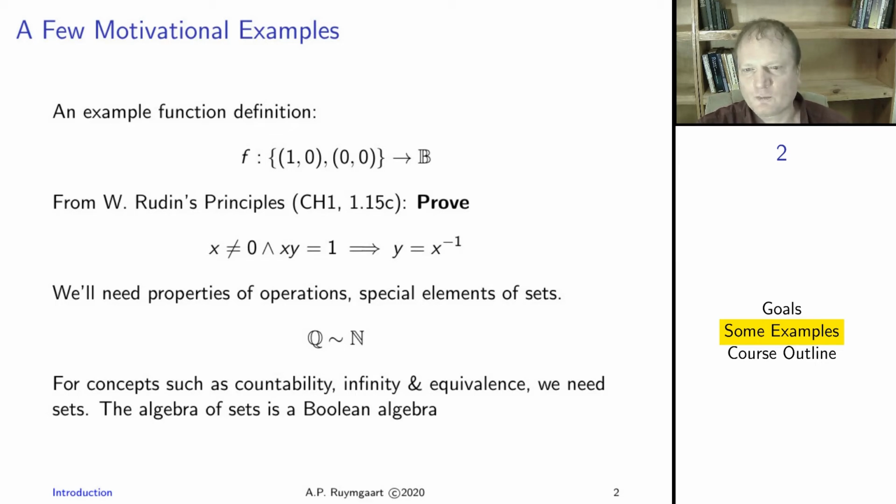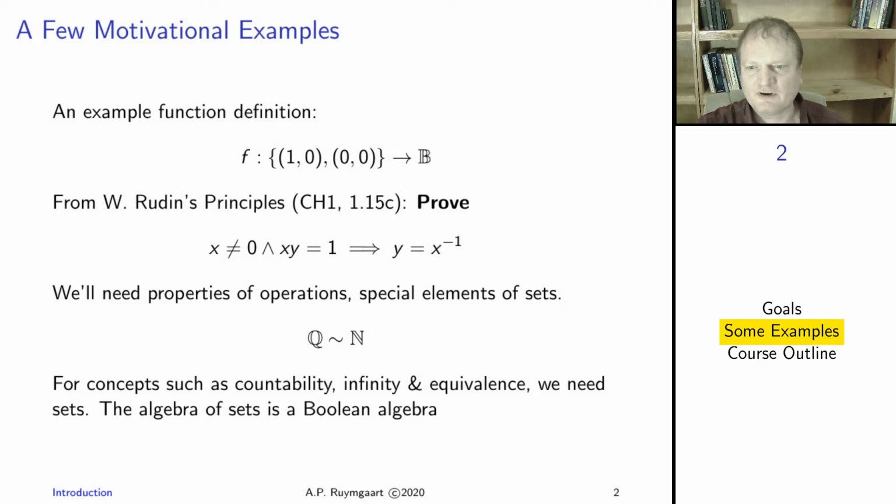Another example is from Walter Rudin's Principles of Mathematical Analysis. Prove that when x does not equal 0 and the product xy equals 1, y is the inverse of x. We can see that it's the inverse from basic algebra, but proving it is something else. In order to do that, we'll have to understand some properties of groups. And in order to get to that, we will have to understand special elements and some basic set concepts.